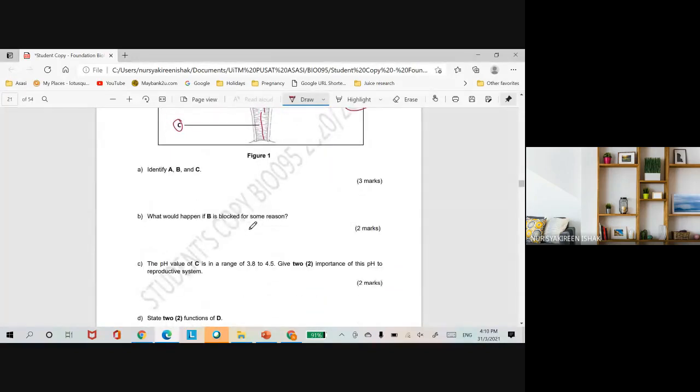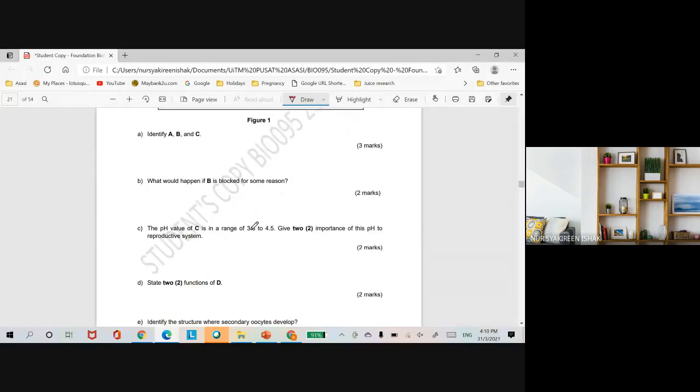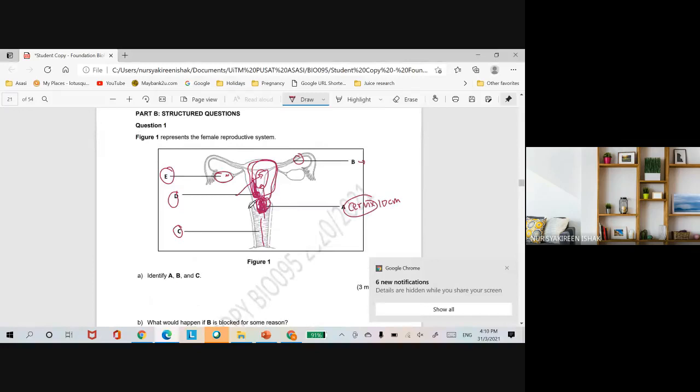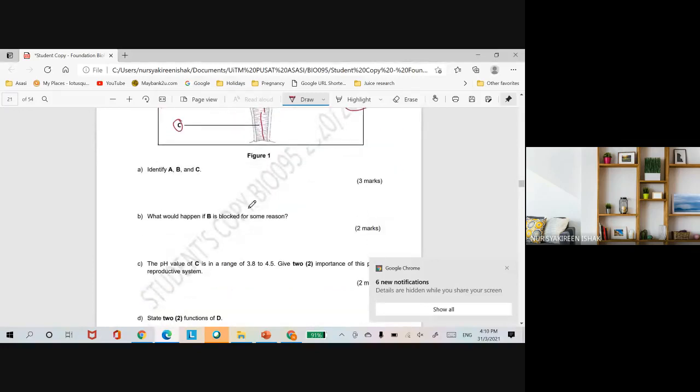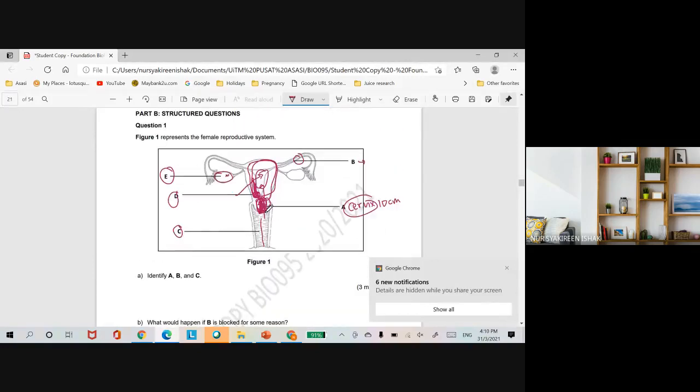So next question is B. What would happen if B is blocked for some reason? So B is the fallopian tube or oviduct. Okay, so if it were to be blocked, tadi kita dah tengok, every month ovulation will occur to release secondary oocyte. So if the secondary oocyte is blocked in its passageway here, the oviduct is blocked, so obviously it cannot reach the uterus. So that is the first answer.